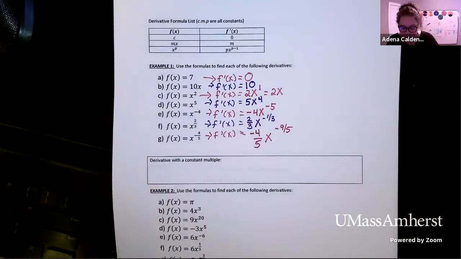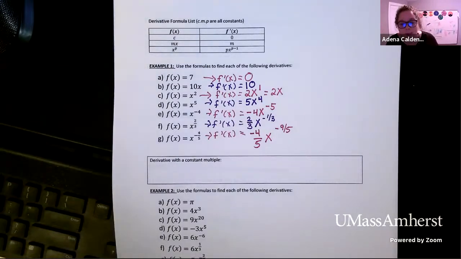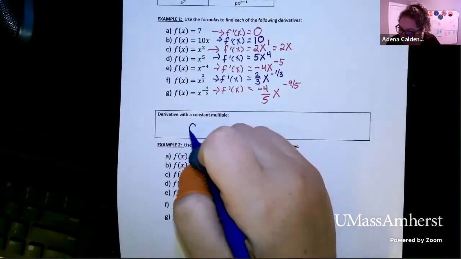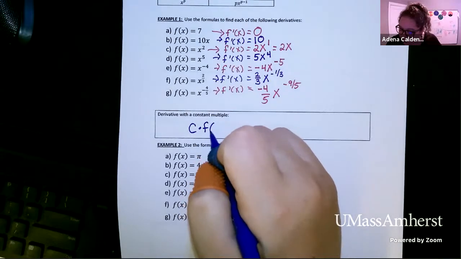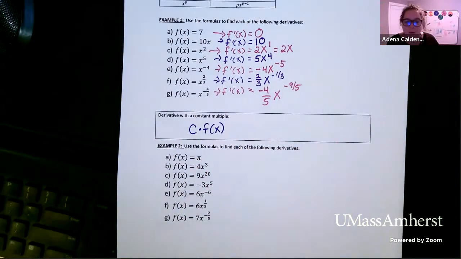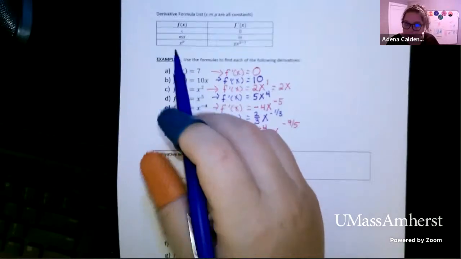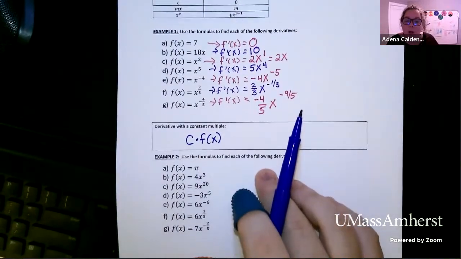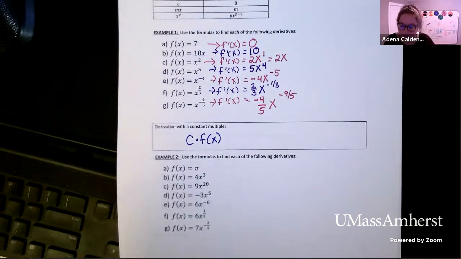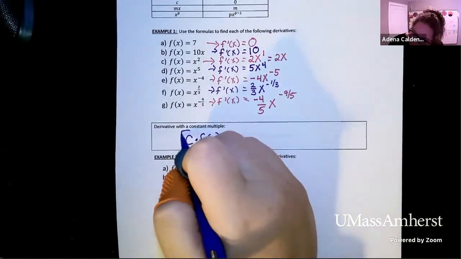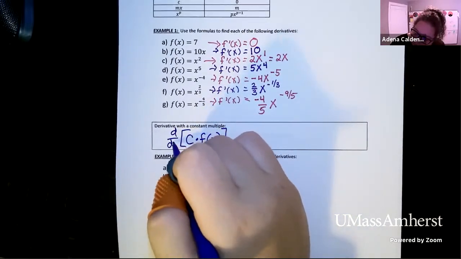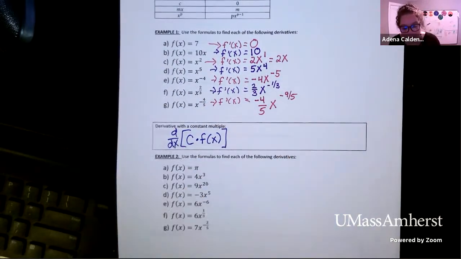Now there's a couple more things we can add on to our rules here. The first is called the constant multiple. So what does that mean? Let's say you have a constant times your function. We have one example of that in mx, right? That's already a rule. But what if you have a constant times x squared or x cubed? What happens when you try to take the derivative and there's a constant there? Does the constant go away?